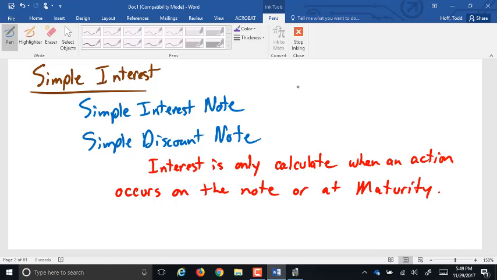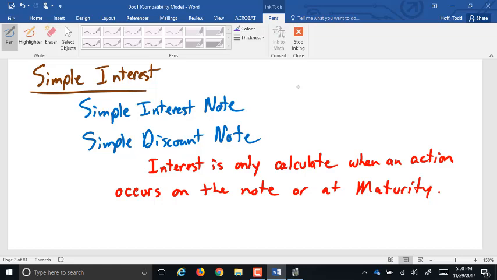We did on the simple interest note, we did those partial payments. But remember, interest was only calculated at the time you made the payment. You calculated the interest before you could adjust the balance of the payment. So anytime something changes the balance of the note, the loan, then you calculate the interest.